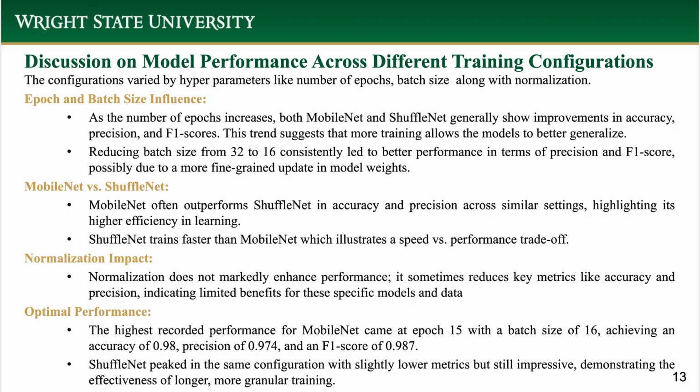Normalization impact. Normalization doesn't markedly enhance performance. It sometimes reduces key metrics like accuracy and precision, indicating limited benefits for these specific models and data. Optimal performance. The highest recorded performance of MobileNet came at Epoch 15 with a batch size of 16, achieving an accuracy of 0.98, precision of 0.974, and an F1 score of 0.987. ShuffleNet peaked in the same configuration with slightly lower metrics but still impressive, demonstrating the effectiveness of longer, more granular training. Let's move to next slide.